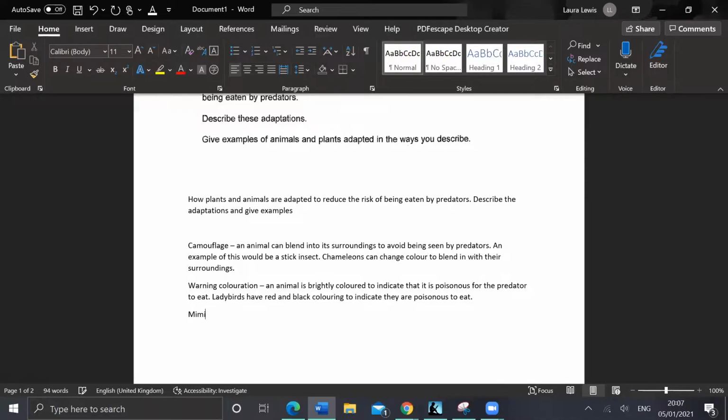Mimicry. That's another thing. So some animals resemble. So it means look like. Okay, it means look like a poisonous animal to warn off predators, but are not poisonous themselves.